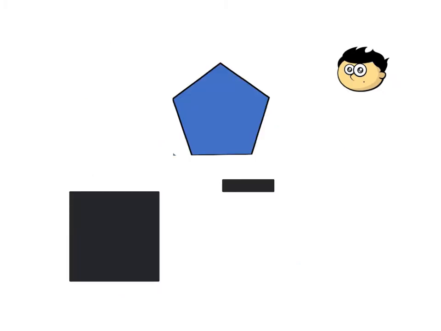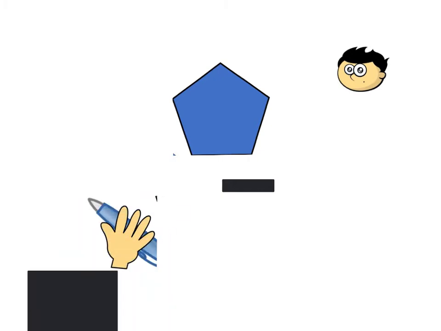What about this one? Shall I give you a clue? A pen and a hand. Well, we use our hands to hold pens, and our hands have 5 fingers, just like this shape. A pentagon has 5 sides.